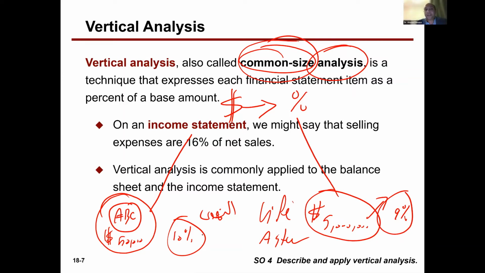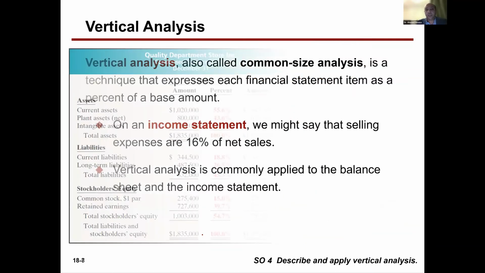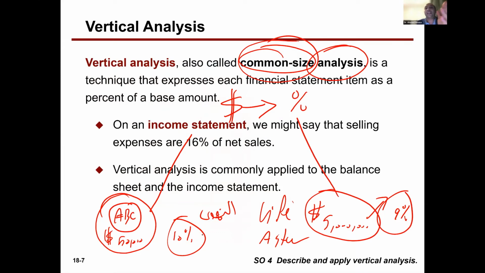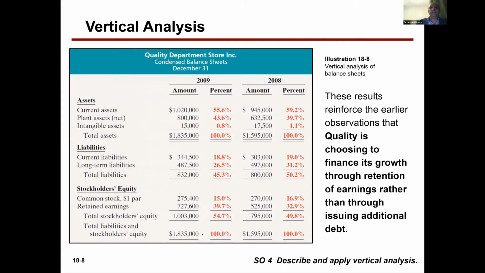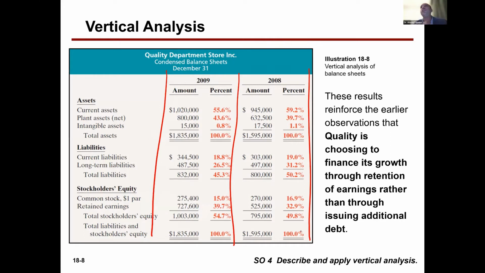So let's get some examples on this one. Vertical analysis is called common size analysis. How do we do that? Let's look at this. We are in vertical analysis, so we look at each year separately. It is not the same as trend analysis. No, we're not doing it like that. We do vertical analysis.